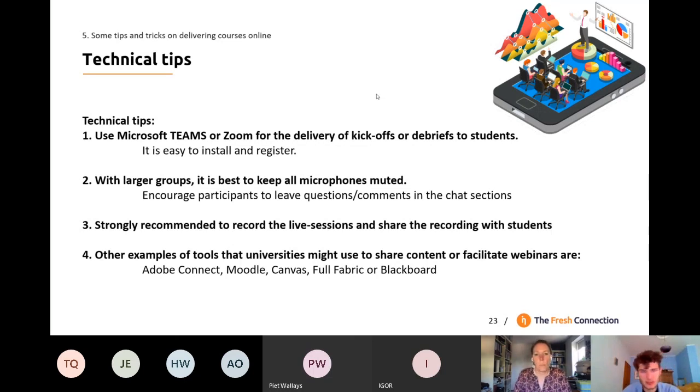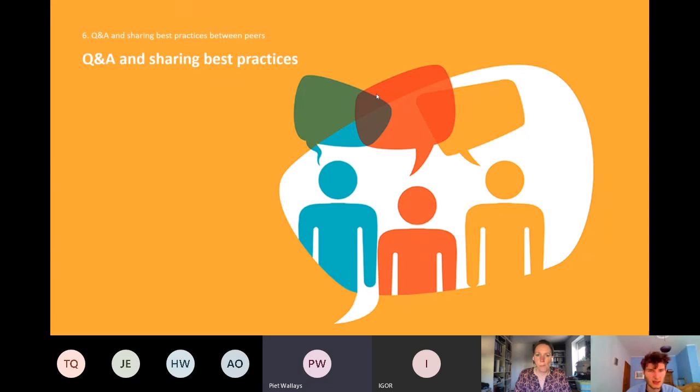Other examples of tools that universities use to share content or facilitate webinars are Adobe Connect, Moodle, Canvas, Full Fabric, or Blackboard, but there are many more. It's also time to become creative as an educator and look at different tools and ask, how can I adapt to the situation, but maybe even find tools that I can use in the future in an online or offline setting. And with this, I want to finish the regular webinar and move to the question and answers.